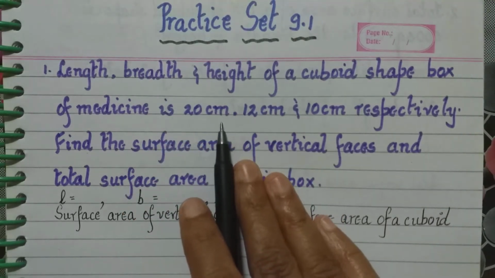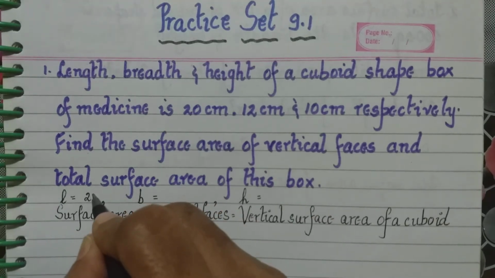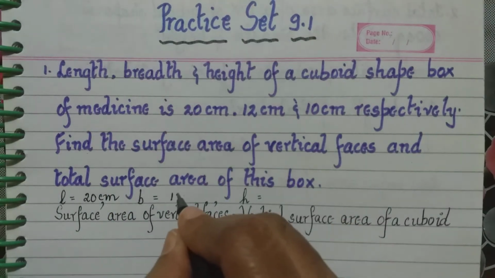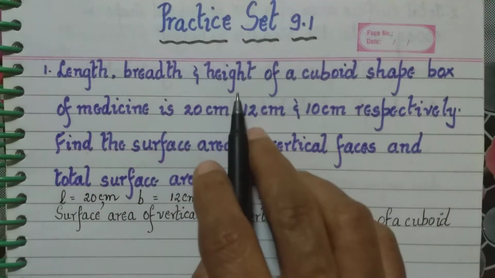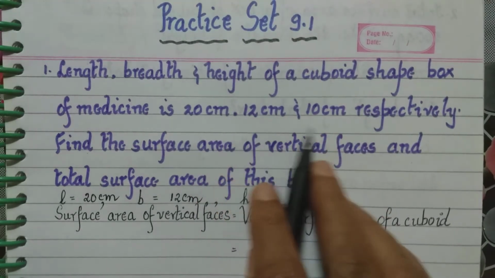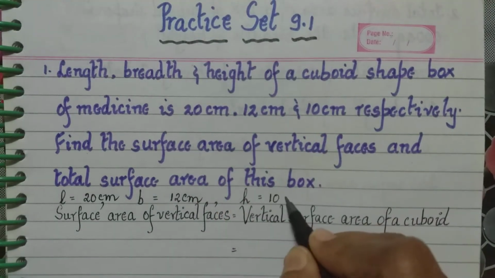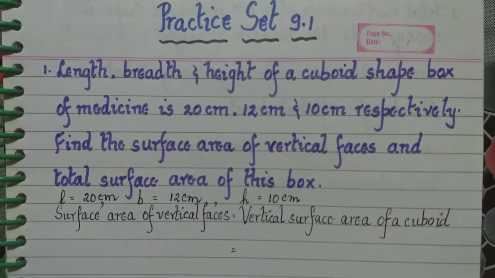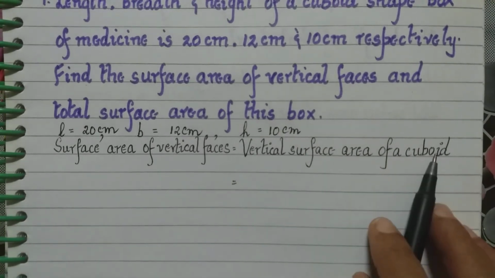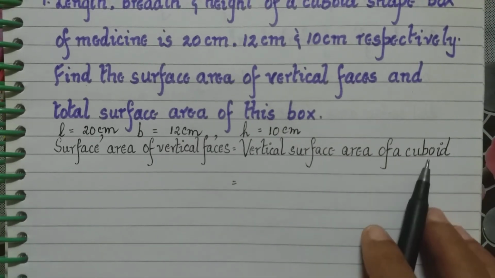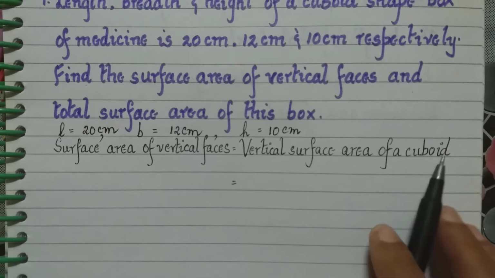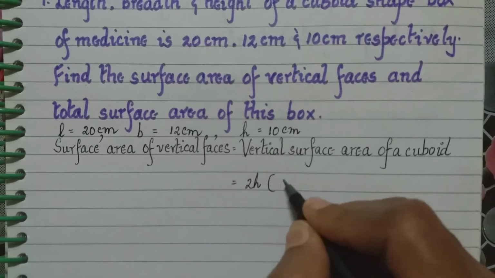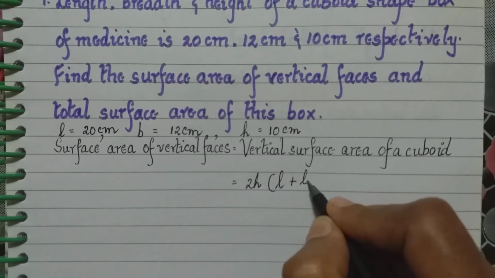Length is 20 centimeter, so we write L equal to 20 centimeter. Breadth is 12 centimeter, B equal to 12 centimeter, and height of the box is 10 centimeter. So we write here 10 centimeter. What have they asked? Surface area of the vertical faces means the vertical surface area of a cuboid. Now vertical surface area of a cuboid is given by the formula 2h(L plus B).